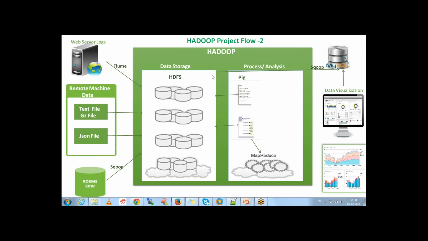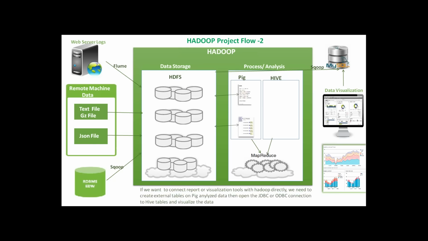And apart from that, if you want to connect to visualization tools, I can give whatever HDFS data is there to Hive. So here, if we want to connect to report or visualization tools with Hadoop directly, we need to create external tables on Pig output and analyze the data, then open the JDBC or ODBC connection to the Hive tables and visualize the data.